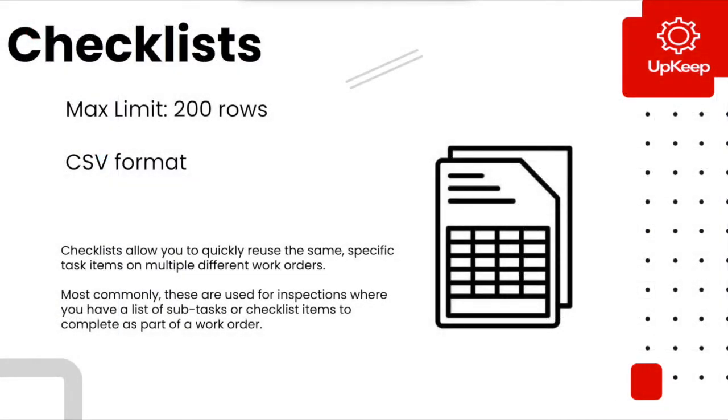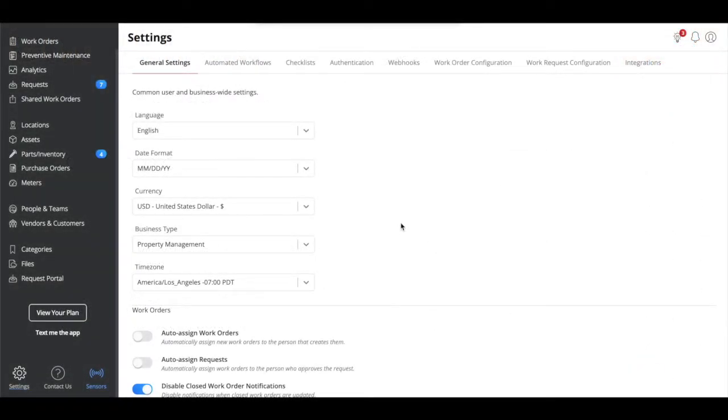You can import your checklists through a spreadsheet in a comma-separated value format, also known as a CSV. The maximum amount of tasks you can import at a single time is 200, but there is no overall limit. So within each CSV, you can have a maximum of 200 rows imported at each time. There is a specific CSV template that must be used when importing.